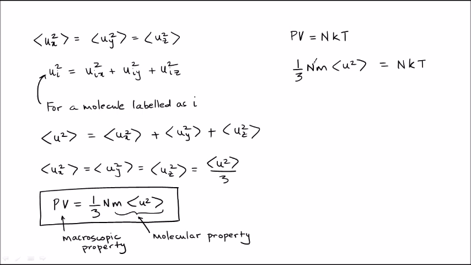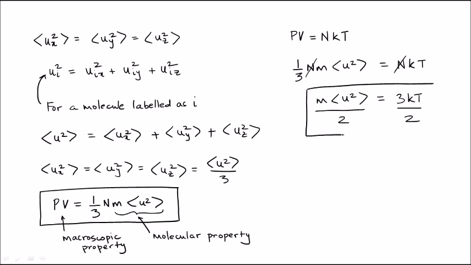So, m average of u squared is equal to 3kT. Now, putting a factor of 2 in the denominator, we get this. The left-hand side is the average kinetic energy of the molecules, and this equation says that temperature is nothing but a measure of the average kinetic energy of the molecules.